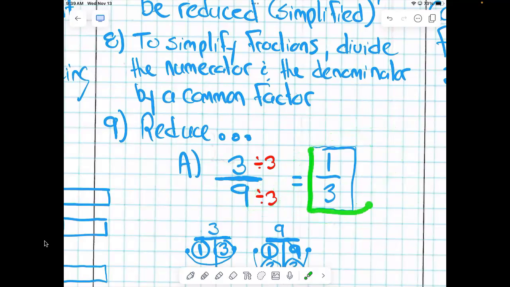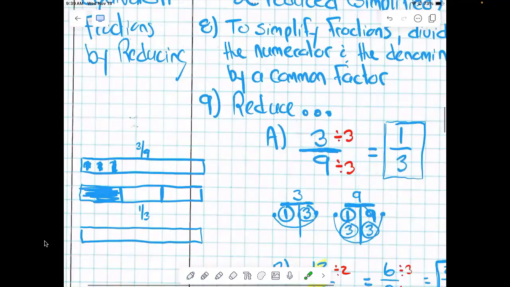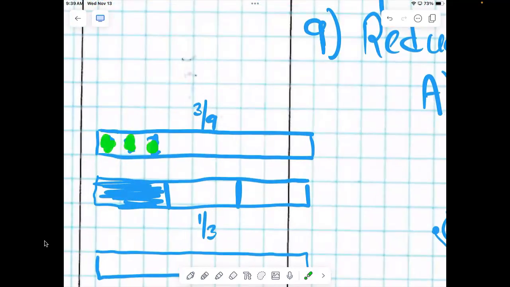Is 1/3 the exact same as 3/9? Yes. Yes or no? Yes. So are you saying to me that 3/9 of a candy bar is the same as 1/3 of a candy bar? Yes. They're the exact same? Yes.